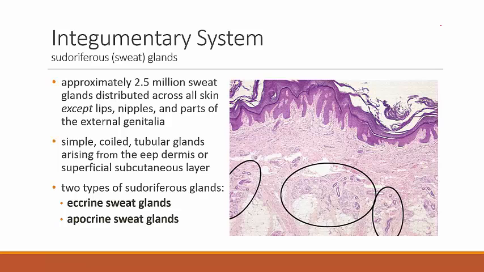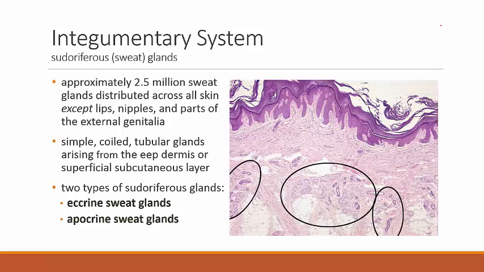Now let's talk about the sudoriferous glands, also known as the sweat glands. Sudoriferous glands, we have a huge number of them, approximately 2.5 million, distributed all across the skin. The only place that we don't have sudoriferous glands are the lips, the nipples, and the external genitalia.